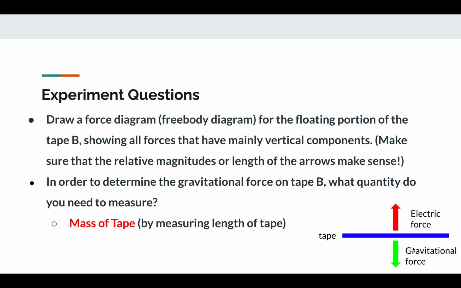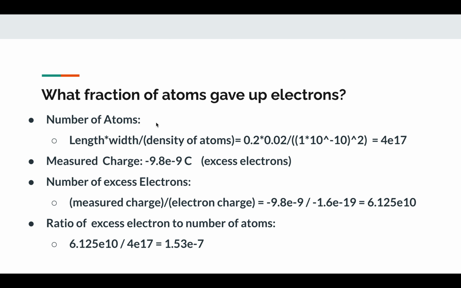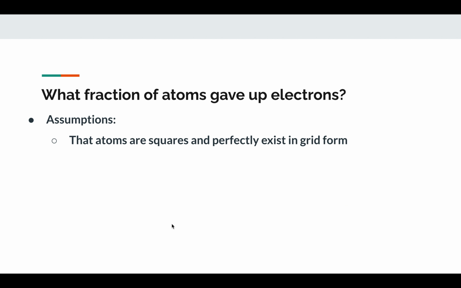And here's the force diagram for the tape above. In order to determine the gravitational force, I only need to measure the mass of the tape, by measuring the length of the tape. To get the ratio, we calculate the number of atoms, we measure the charge, and divide the measured charge by the amount of charge on an electron, which is this. And we divide them by each other, we get the ratio. The assumption I made is that the atoms are squares and they exist in a grid form.